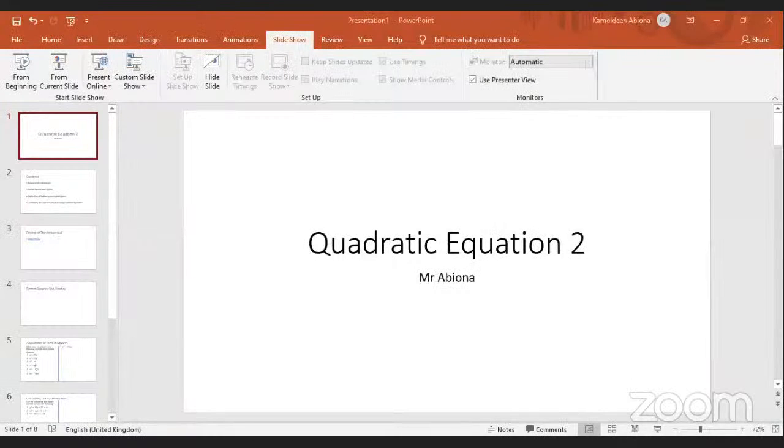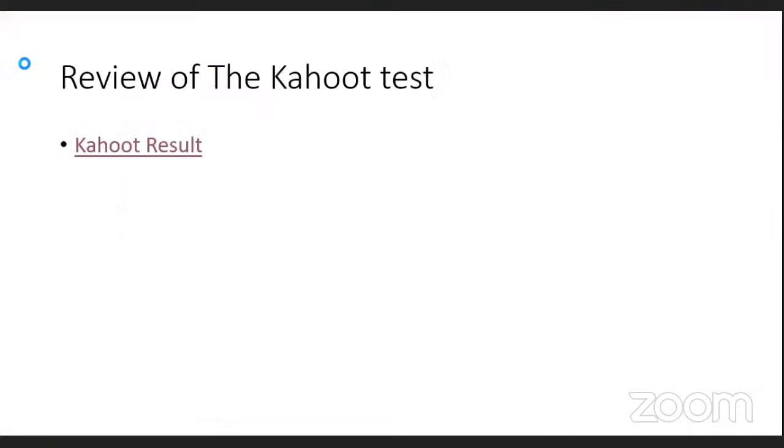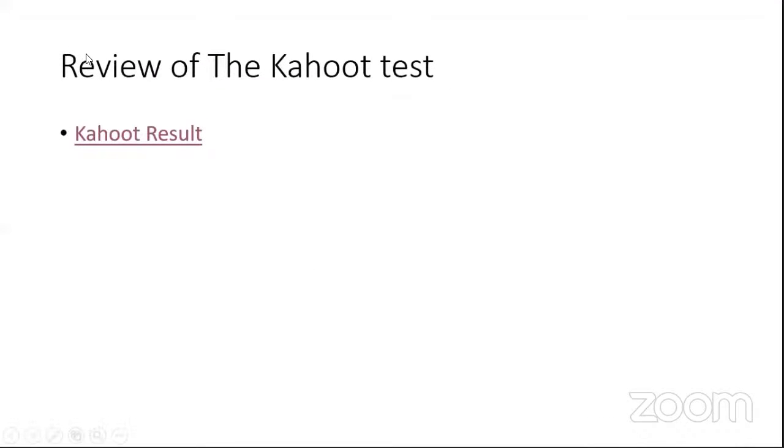You're welcome. We quickly want to look at the continuation of our class on quadratic equation. The last time we looked at quadratic equation, we were able to see how we can use the factorization method in solving quadratic equation. So today we want to continue from there.